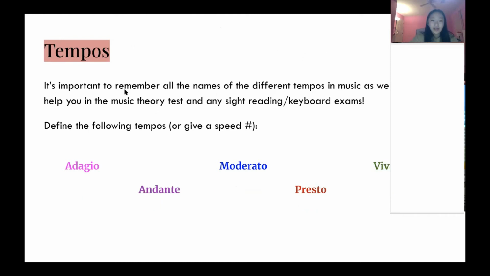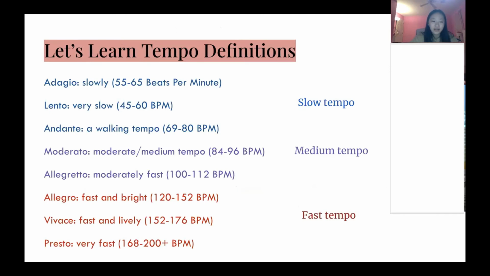So, yay, let's learn tempos. There are many more tempos than this, but I put one of the most common ones. From here you can see the slow tempos. I color-coded them. At the slowest, we have adagio and lento. You also might have one spelled grave. It's probably pronounced grave, I don't know. But that's also a very slow speed.